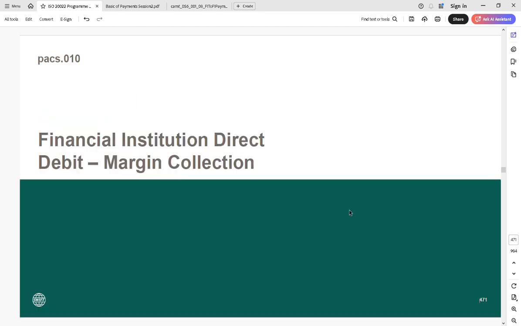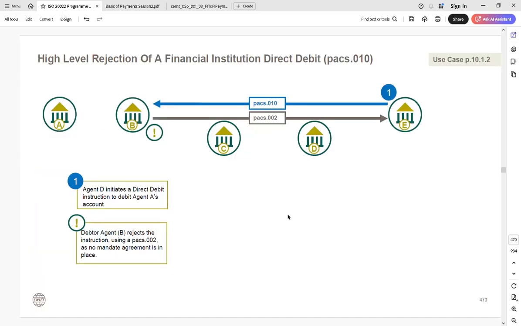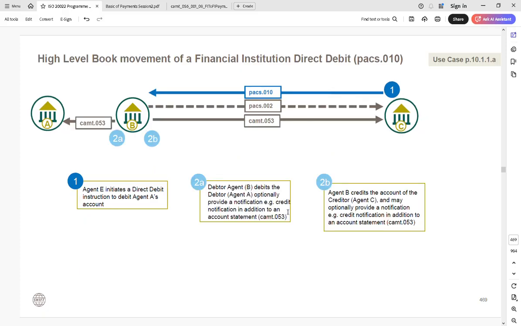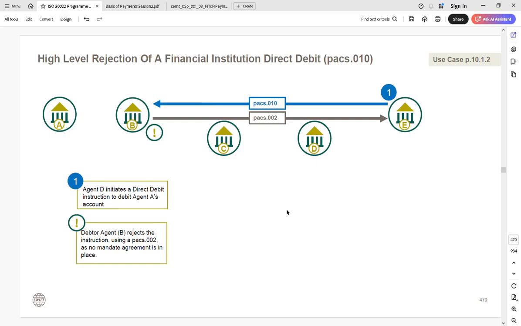Okay, I think this is the flow. I think this is more confusing. This is not required for you. This one is your PACS.10 message, the direct debit one. We learned CAMT 56 today and PACS.10. So I think we have completed all our syllabus today: CAMT 56, 52, 53, and 54.